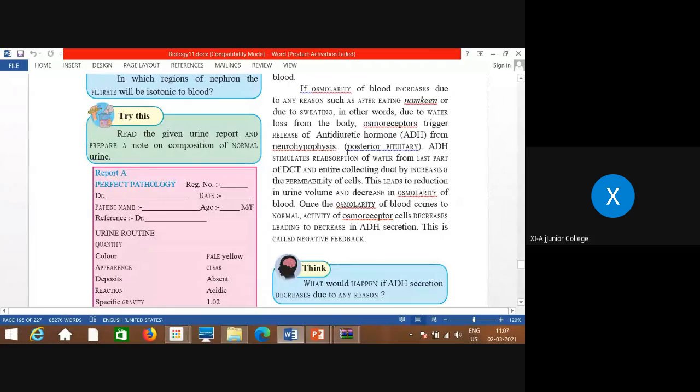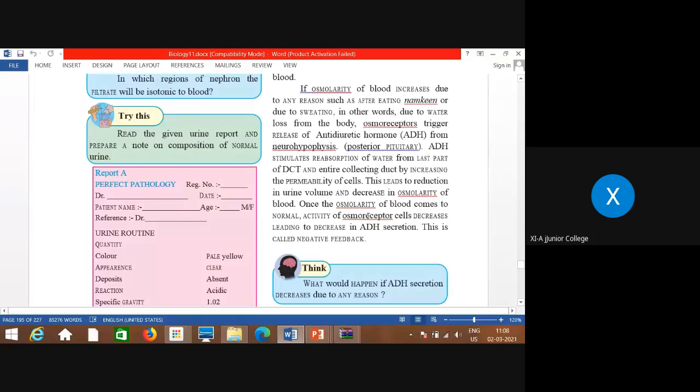So antidiuretic hormone, that is ADH, is released, and this ADH then stimulates reabsorption of water from the last part of the DCT as well as some part or the entire part of the collecting duct. And because of that, what happens? It increases the permeability of the cells, so maximum water is reabsorbed by the cells of the tubular region, the CT region. This leads to reduction of urine volume and decrease in osmolarity of the blood.